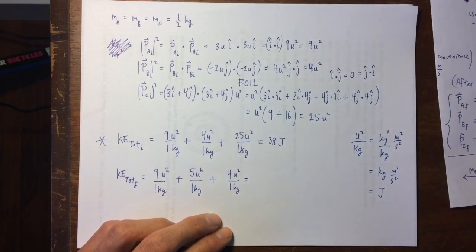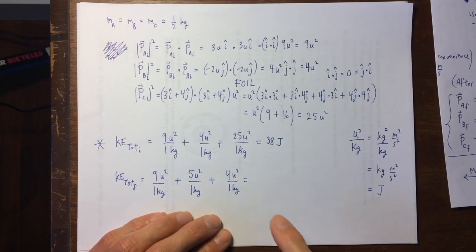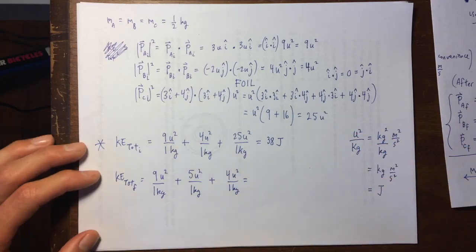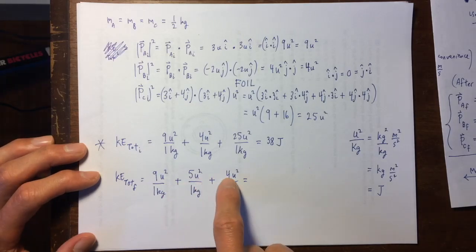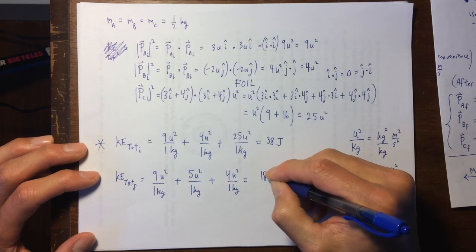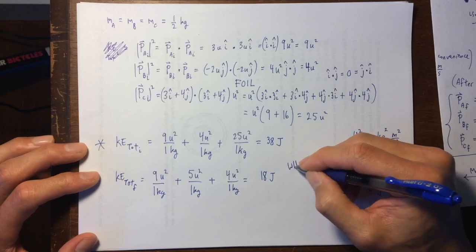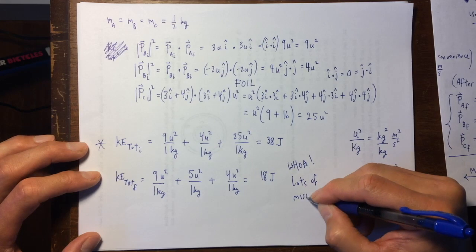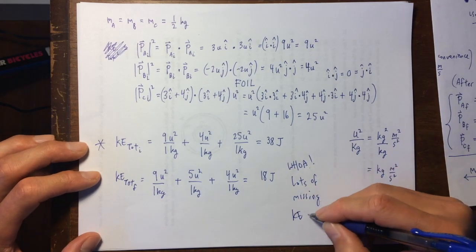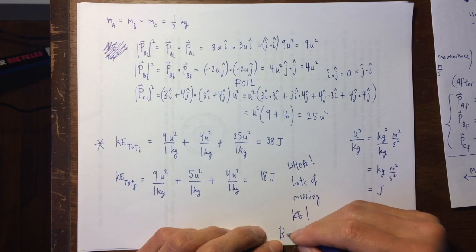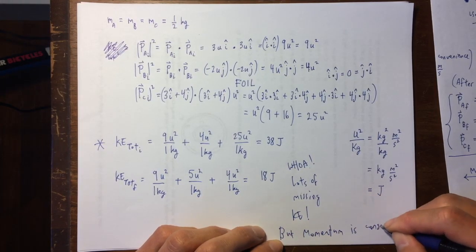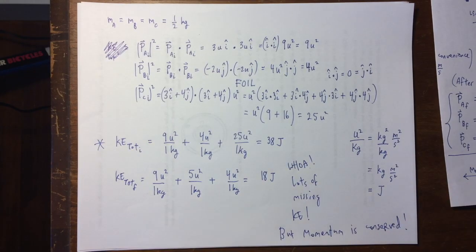Cutting to the chase with the units, same thing plays out again. So u squared over 1 kilogram is the same thing as the joule, and I've got 9 plus 5 plus 4. 9 plus 9 is 18. Whoa. Lots of missing kinetic energy. But momentum is conserved. So we watch the kinetic energy decrease.